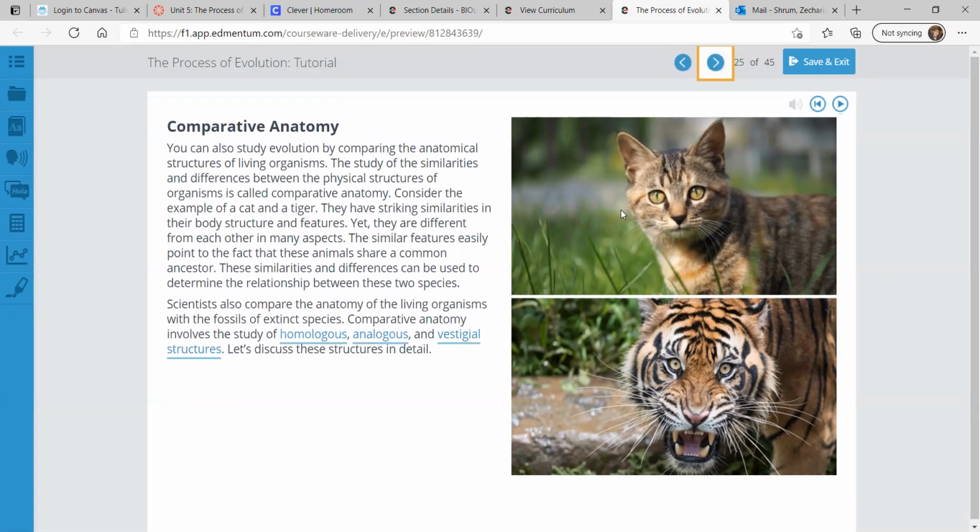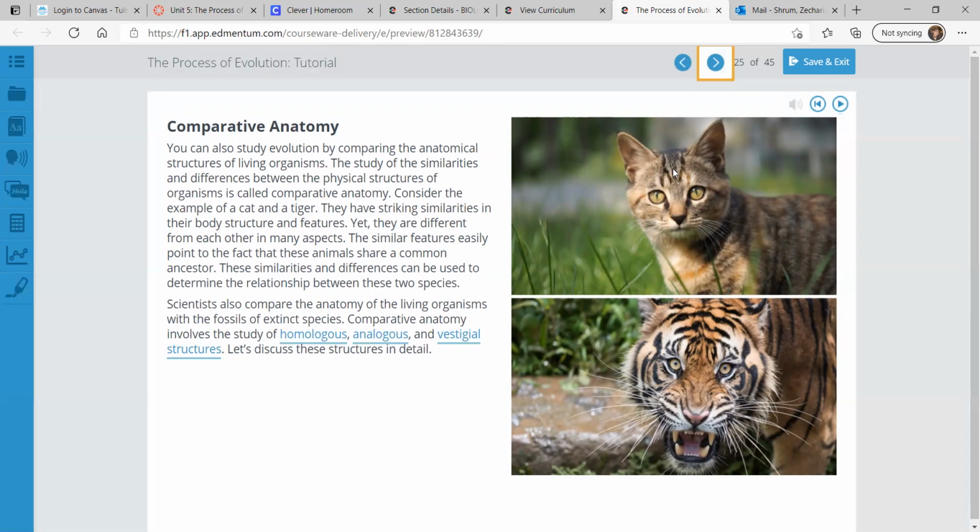Comparative anatomy. We can also study evolution by comparing the anatomical structures of living organisms. The study of the similarities and differences between the physical structures of organisms is called comparative anatomy. So if we consider a cat, like a house cat, and a tiger, they have striking similarities in their body structure and features, yet they are different from each other in many aspects. Similar features easily point to the fact that these animals share a common ancestor. These similarities and differences can be used to determine the relationship between these two species.